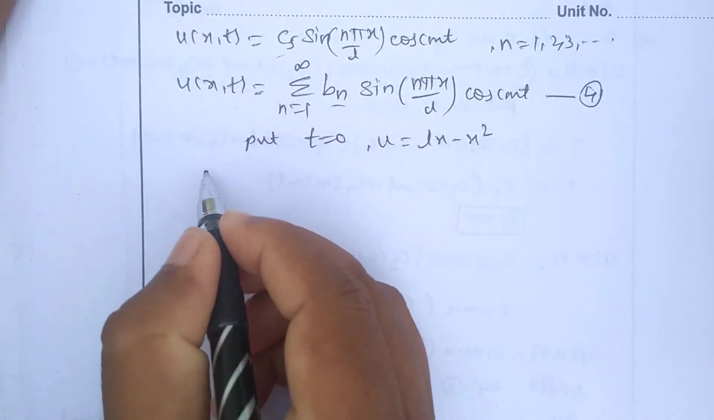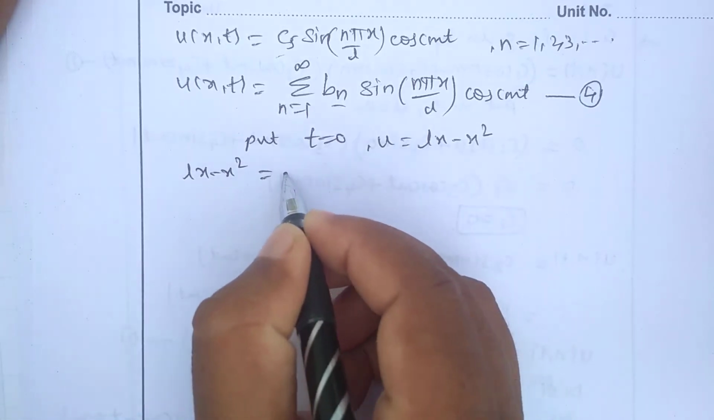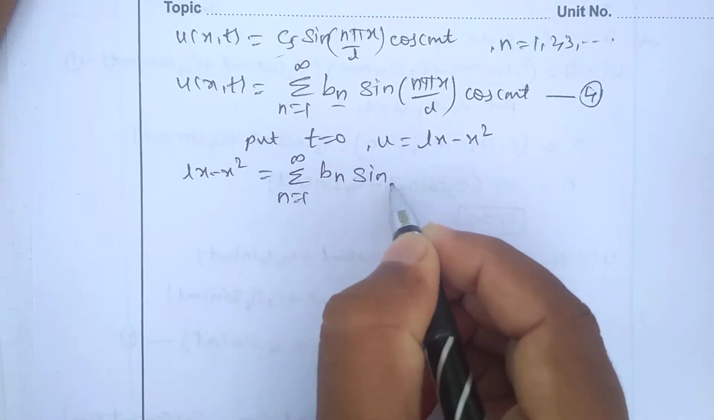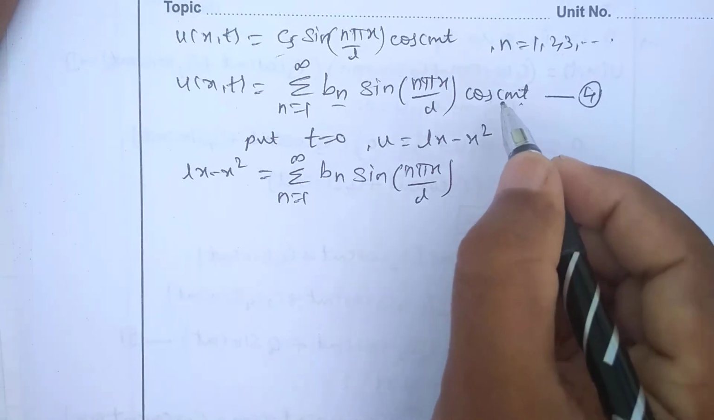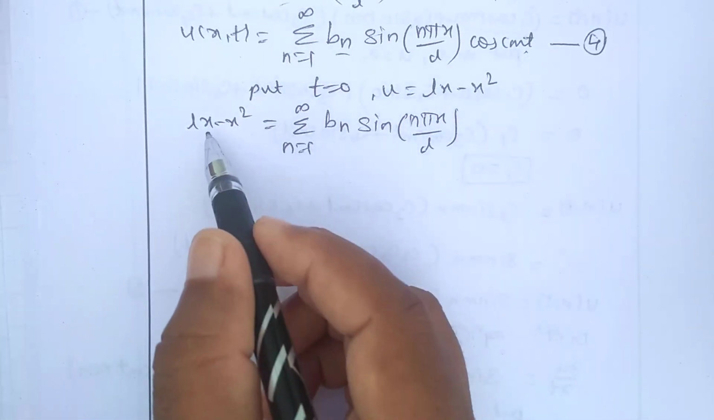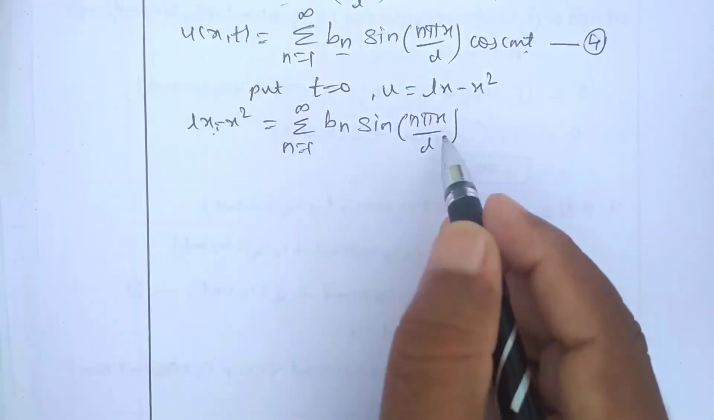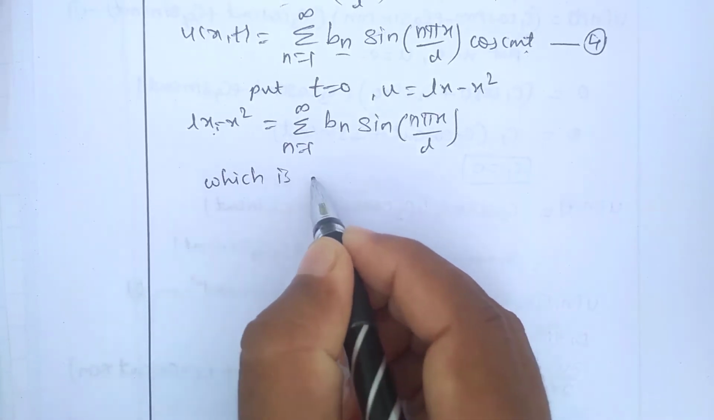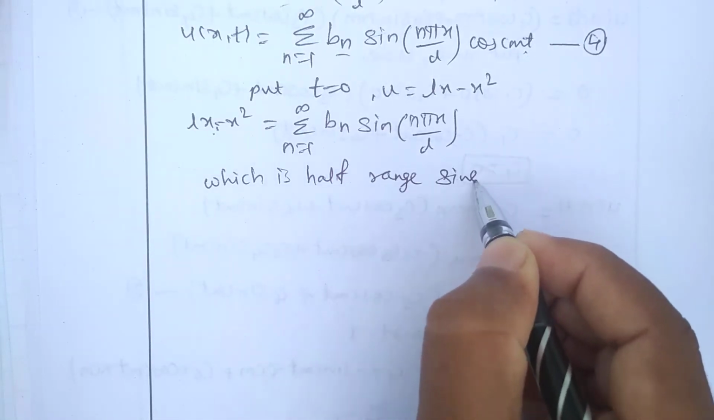So we will get Lx minus x square is equals to summation n varies from 1 to infinity Bn sin n pi x by L, and value of t is 0, so cos 0 becomes 1. So you will get this term. Now in the left hand side there is a function which is other than sine function. Okay, and this is our half range, which is half range sine series.